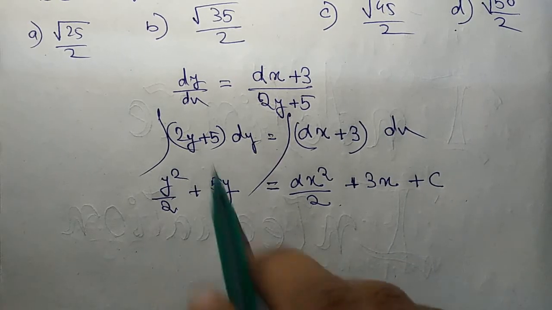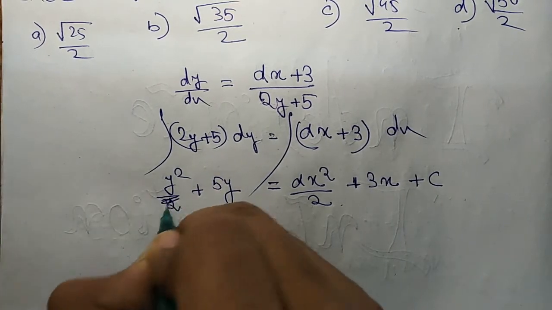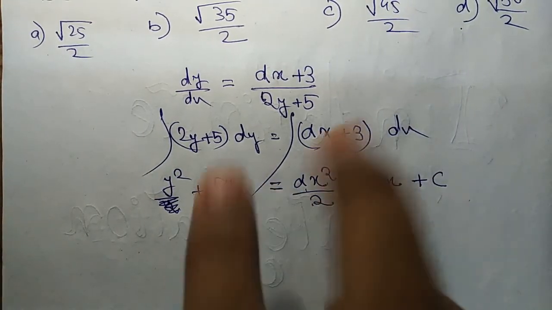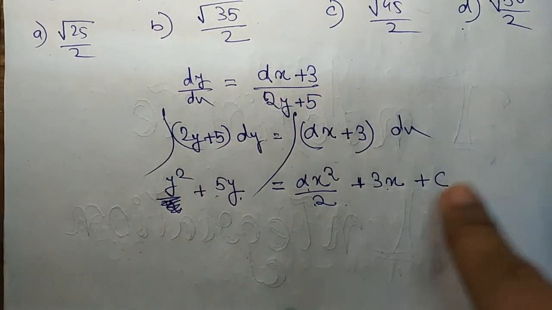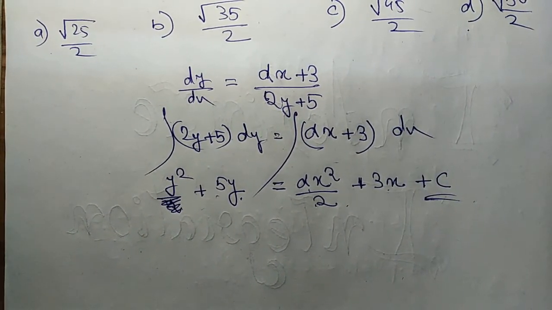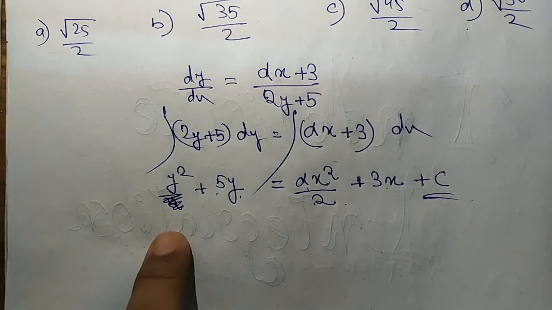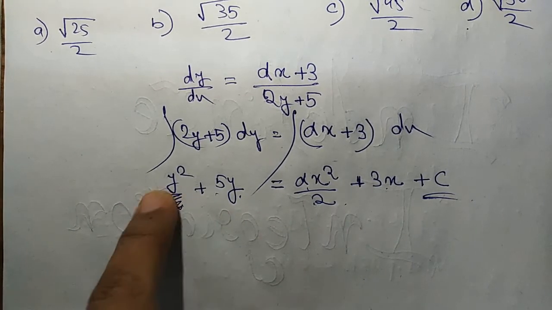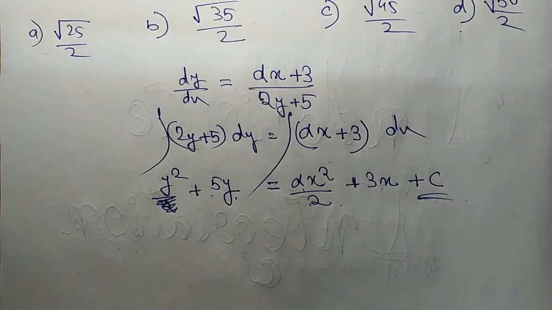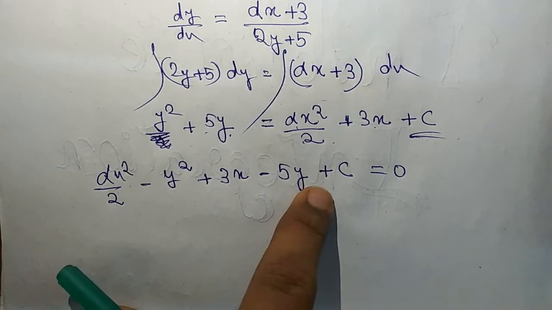This will give y square, simply y square, plus 5y, and this will give alpha x square by 2 plus 3x. I have assumed that the constants add or subtract each other to finally give a constant, which is c. Now I will move the LHS term to the RHS. So this will give alpha x square by 2 minus y square plus 3x minus 5y plus c equal to 0.